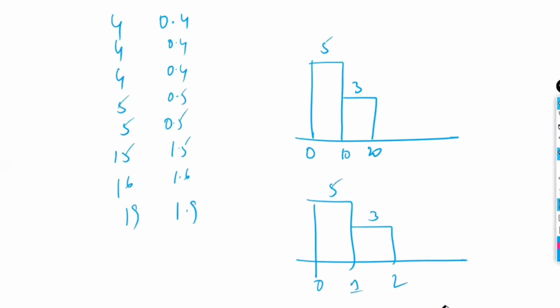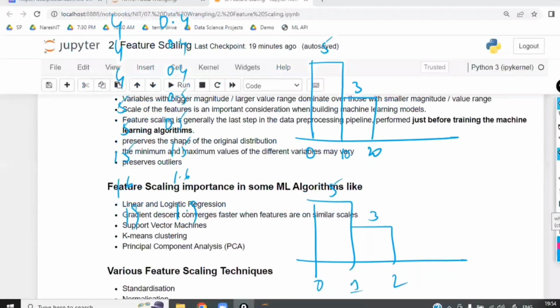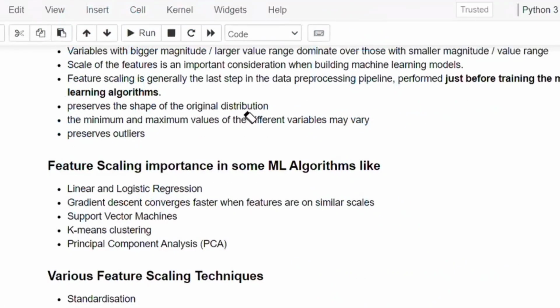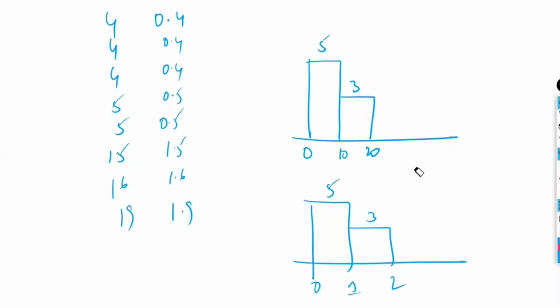The x-axis values will change, but the height, the number of values, will remain the same. It is not going to disturb the original distribution of the data. The height, everything will be the same. Only the magnitude of the values will change. Is that clear? So it is going to preserve the shape of the original distribution. Though you have applied the scaling, it is not going to change. It is going to change only if you apply a transformation. With scaling, the distribution is not going to be disturbed.